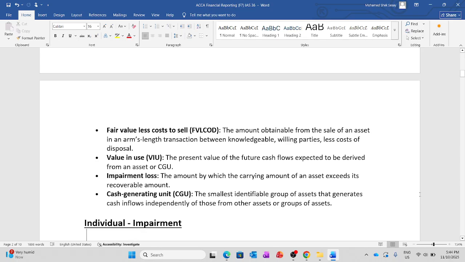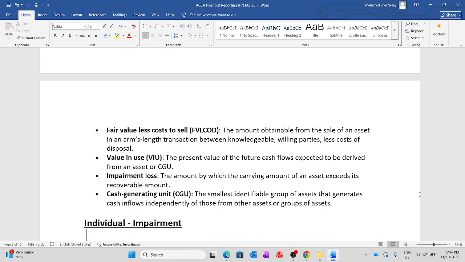And when you're talking about the value in use, if we are going to use the asset, the future cash flows expected to derive from the asset or the cash generating unit, we are going to discount to present value. So that present value, we need to compare it. We need to use it as the recoverable amount if it is greater than the fair value less cost to sell. So when we're talking about impairment losses, it is the difference between the carrying amount and the recoverable amount.